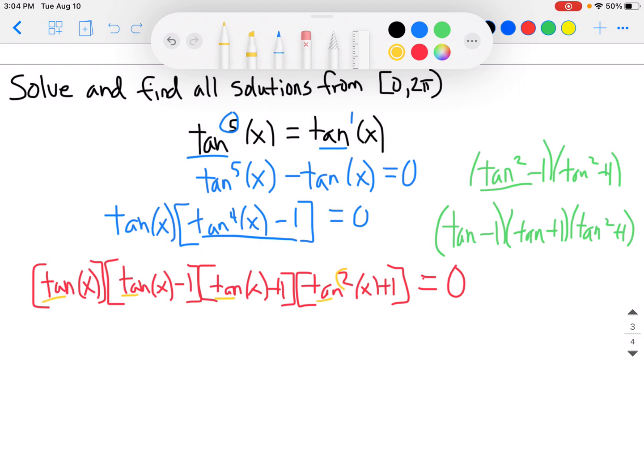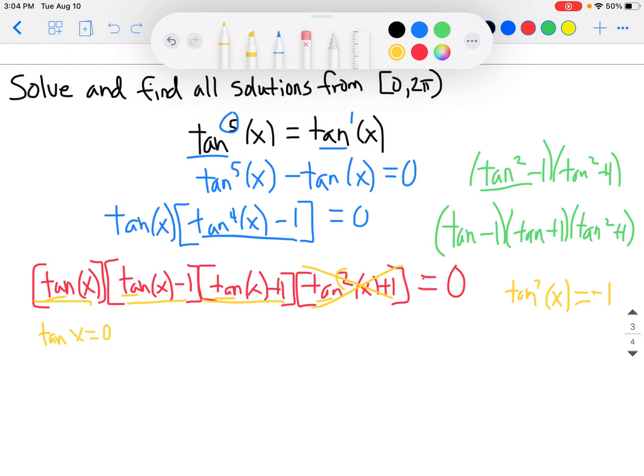Now, what we're going to do is think of which of these can be solved, because all of these are multiplied together and they're equal to 0. So that means one or all of them needs to be 0. This one can give me a solution, this one will give me a solution, this one will give me a solution, but this one will not give me a solution, because I'll be looking at tangent squared of x is equal to -1. Can't take a square root of a negative number.